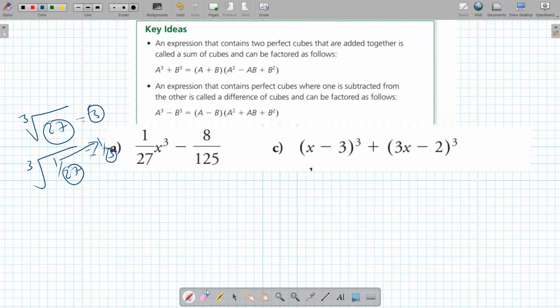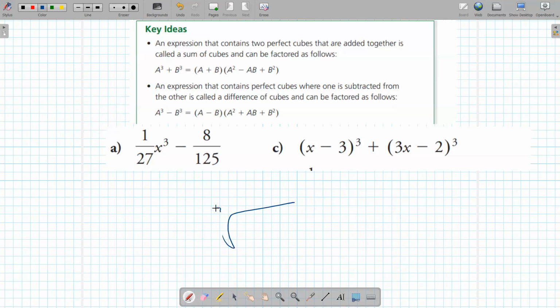See that? Whenever you're trying to find the cube root of a fraction, let's say we're trying to find the cube root of 27 over 64. The cube root of 27 is 3, so that's going to go in the numerator. The cube root of 64 is 4. That's going to go in the denominator. All right, so 1 over 27x cubed is 1 over 3x whole cubed minus. Tell me what's the cube root of 8 over 125.